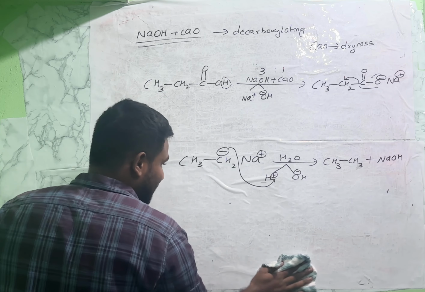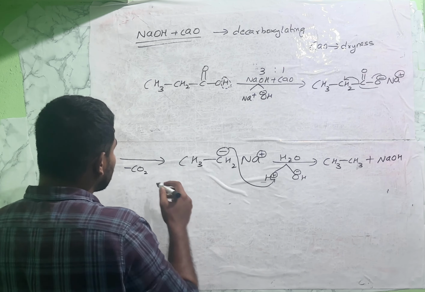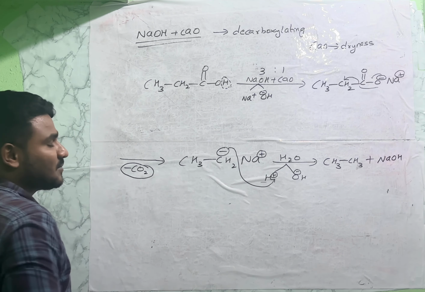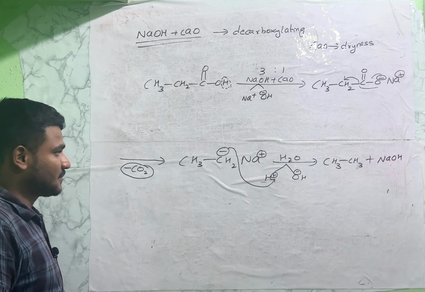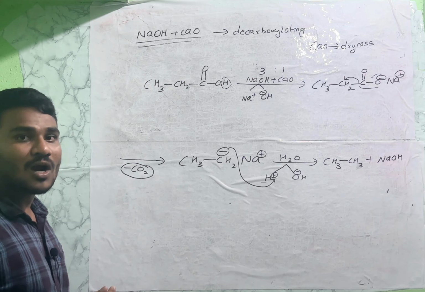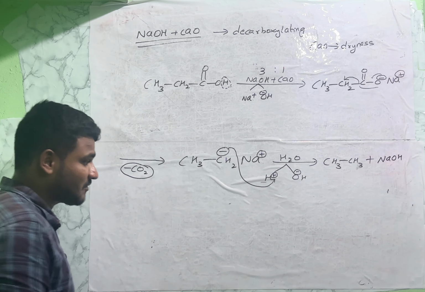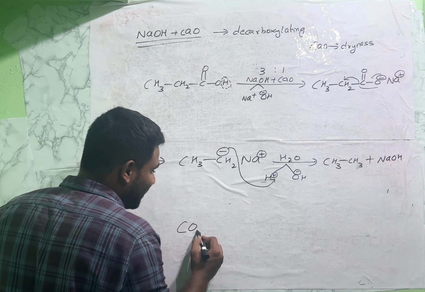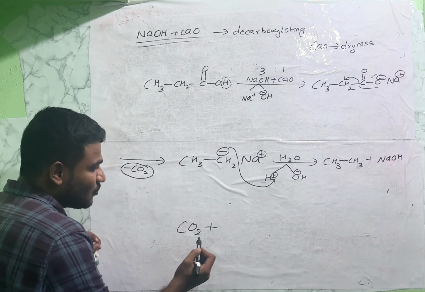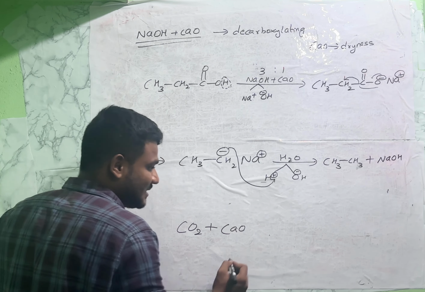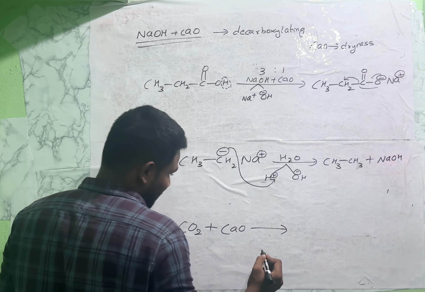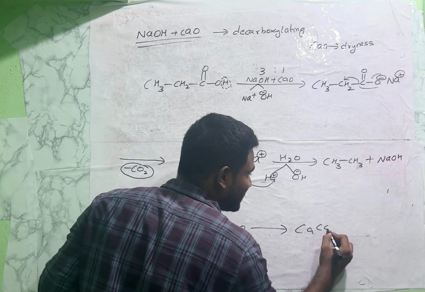If this carbon dioxide is not removed from the reaction, what will happen? Then it is again reversible, that is this CO2 will attack CaO, and what will form? CaCO3 will form. Let us see some examples for this reaction.